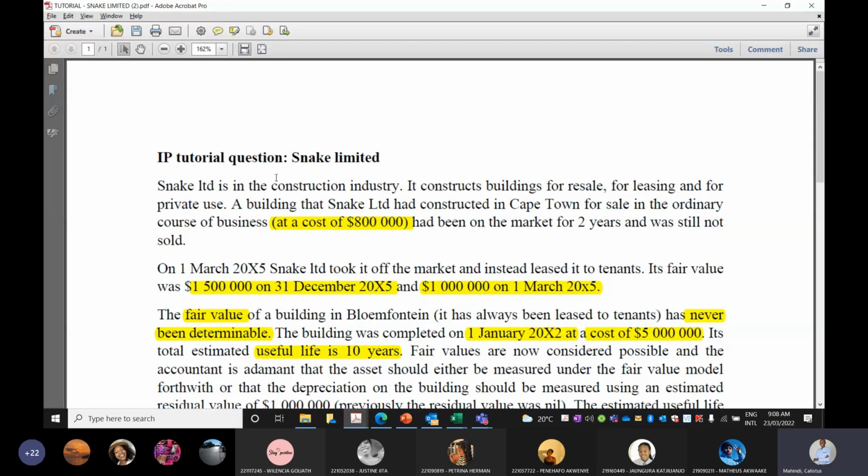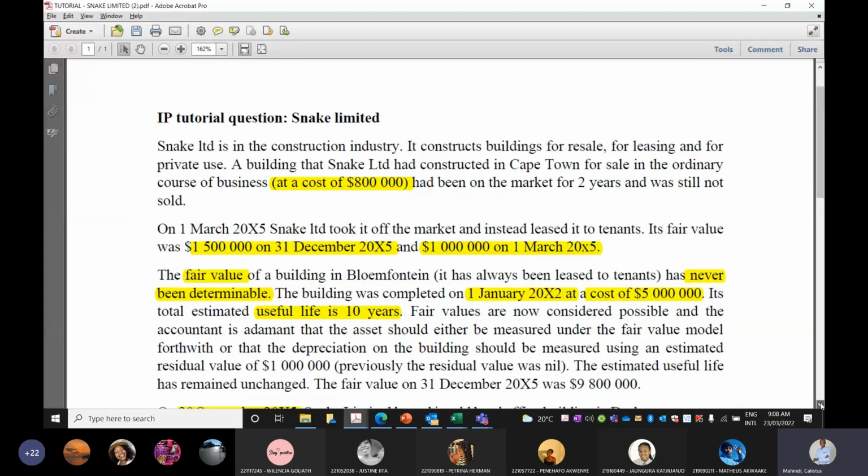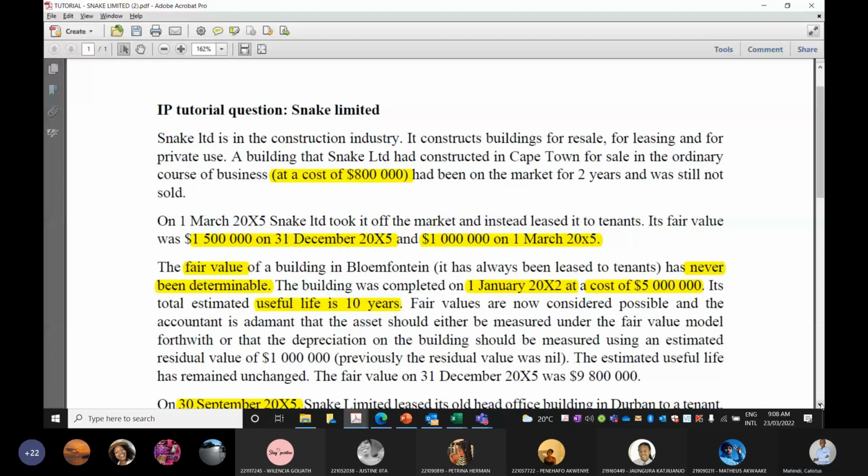Okay. So this building was acquired at a cost of 800,000. It had been on the market for 2 years and it was still not sold. On 1st of March, Snake Limited took it off the market and instead leased it to its tenants. Its fair value was 1.5 million on 31 December 20x5 and 1 million on 1st of March 20x5. Okay, so let us deal with this.